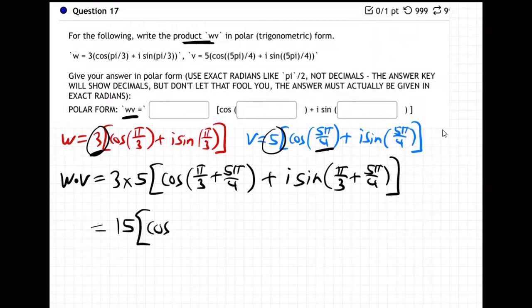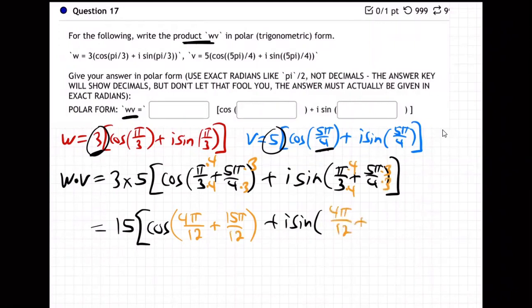Now, how do we add those angles? Well, you know, you got to get a common denominator, right? Multiply top and bottom of this one by 4, top and bottom of this one by 3. Why? I'm making both denominators 12. 4 pi/12 plus 15 pi/12. You see? Common denominator. And then the other one, plus i sine, same exact thing. Top and bottom by 4, top and bottom by 3. Right? You got to do the same thing to the top and the bottom of a fraction so you don't change it. It'll just look different. And now the new look will be common denominator, which is what we need.